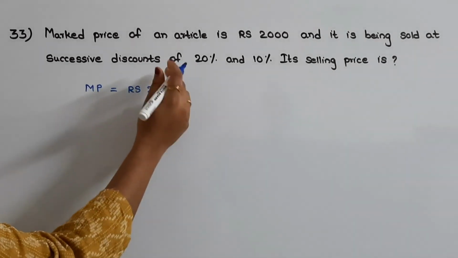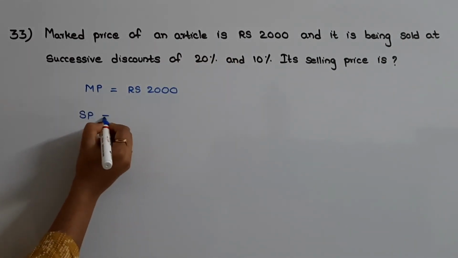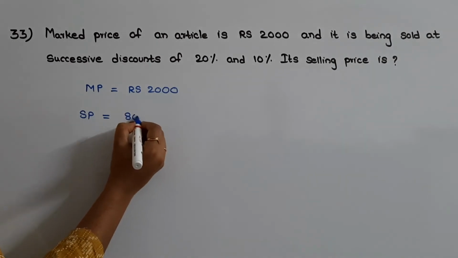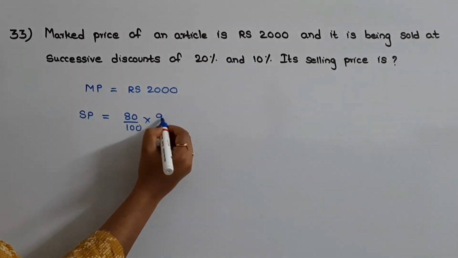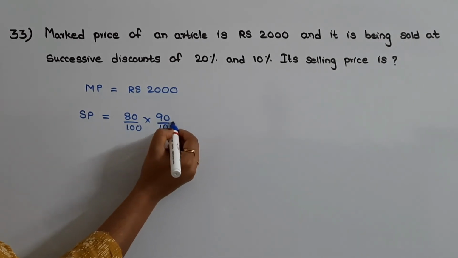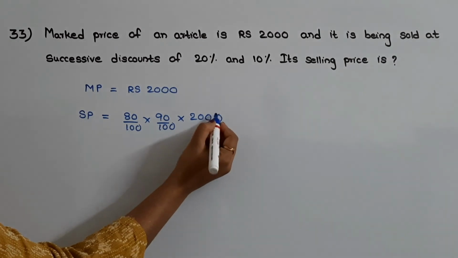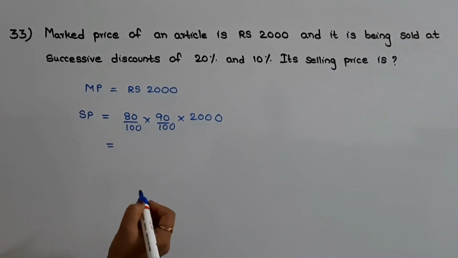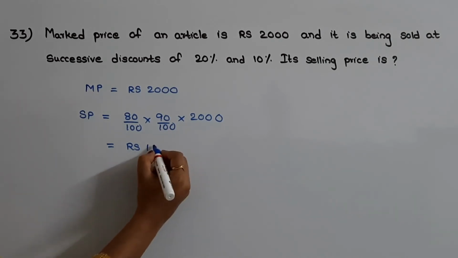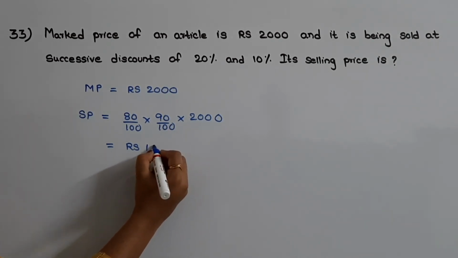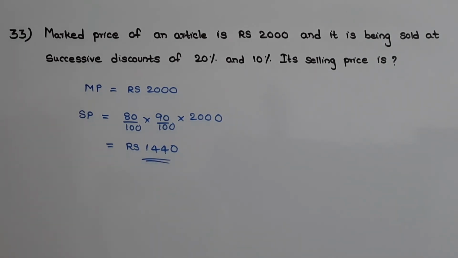Successive discounts are given. Okay, so selling price will be equal to 20% means 80 by 100 into 10% means 90 by 100 into mark price. Mark price is 2000. Okay, so on solving this you will get the answer as rupees 1440. So this is the answer.